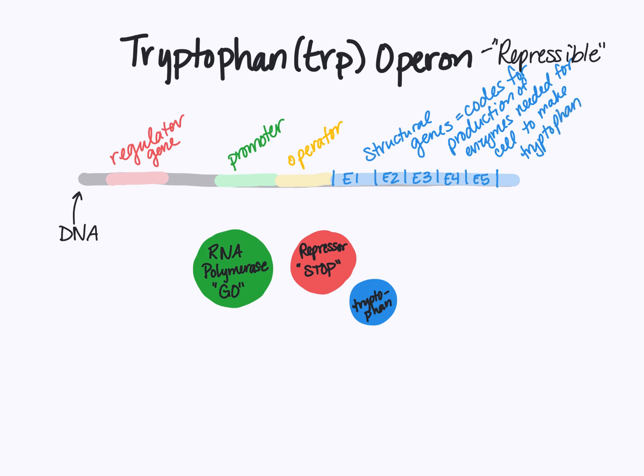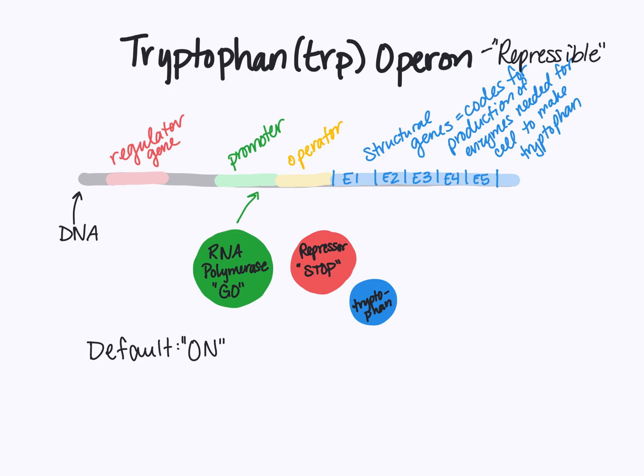Now, recall from the introduction slide that the trp operon is a repressible operon. This means that the default mode is going to be on, meaning the default is that these genes are going to be expressed, which means that transcription and translation are going to occur. And so what happens is the RNA polymerase, an enzyme, binds to the promoter.